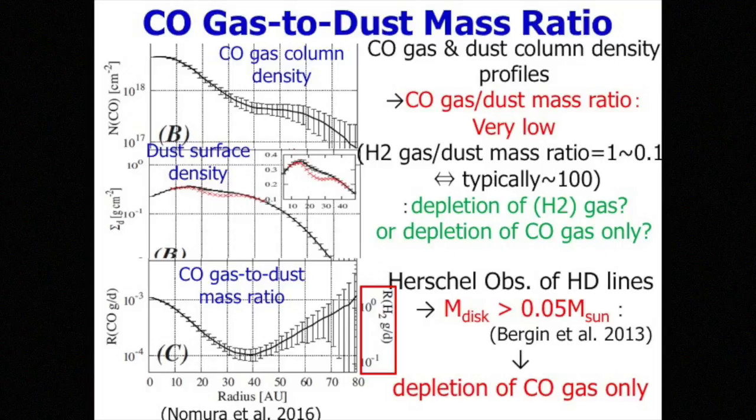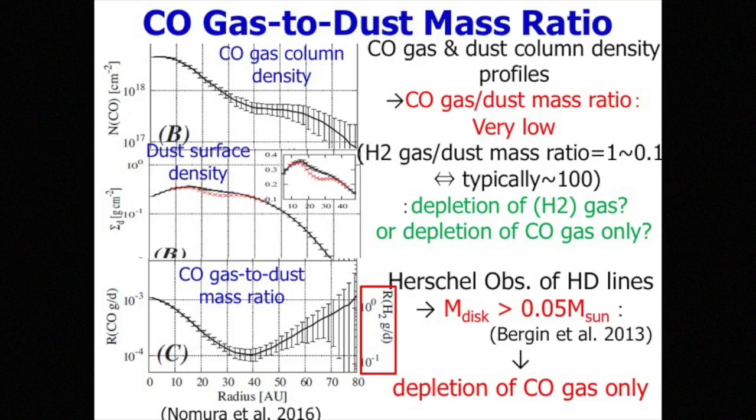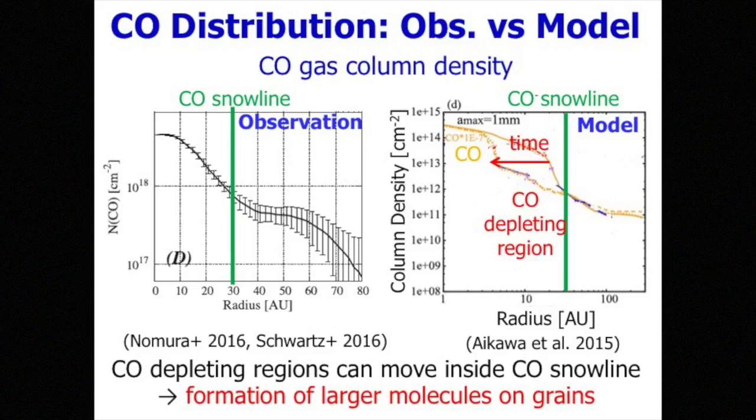In the case of the outer disk, I mean outside the CO snow line, it is reasonable, we can explain it by the CO gas freeze out on the dust grains. But in the case of this model, the CO snow line is thought to be about 30 AU, and we find the CO gas depletion even inside the CO snow line. It is possible to explain it by gas depletion, but because HD gas is observed toward this disk, we think that it's not gas depletion, but depletion of CO gas. So there are some interpretations, but this is one of the interpretations we suggest.